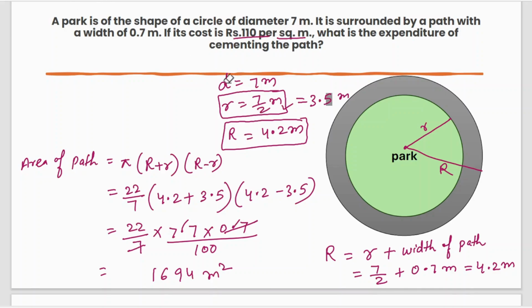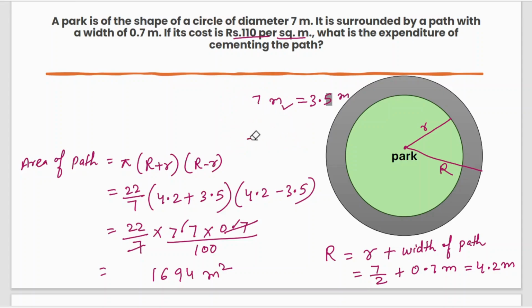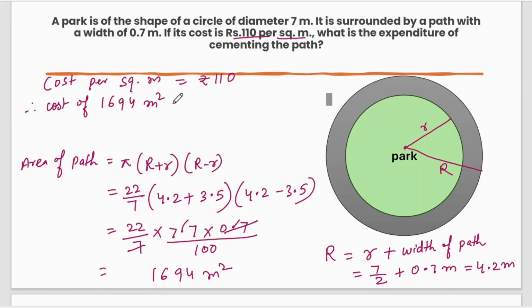Okay. So let me erase this part. So cost per square meter equal to rupees 110. Therefore cost of 1694 meter square equal to rupees 110 into 1694. Okay, just calculate this.